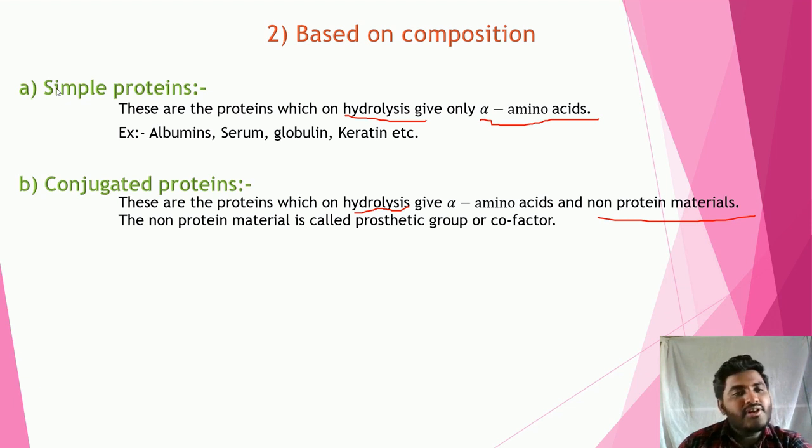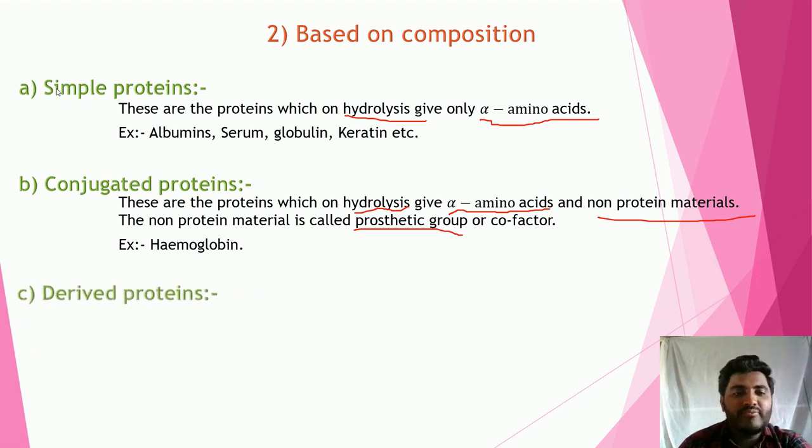I hope you understood. Simple proteins are the proteins which on hydrolysis give only alpha amino acids. But conjugated proteins are the proteins which on hydrolysis give alpha amino acid as well as non-protein material, that is called a prosthetic group, or cofactor. Hemoglobin is a good example for conjugated proteins.